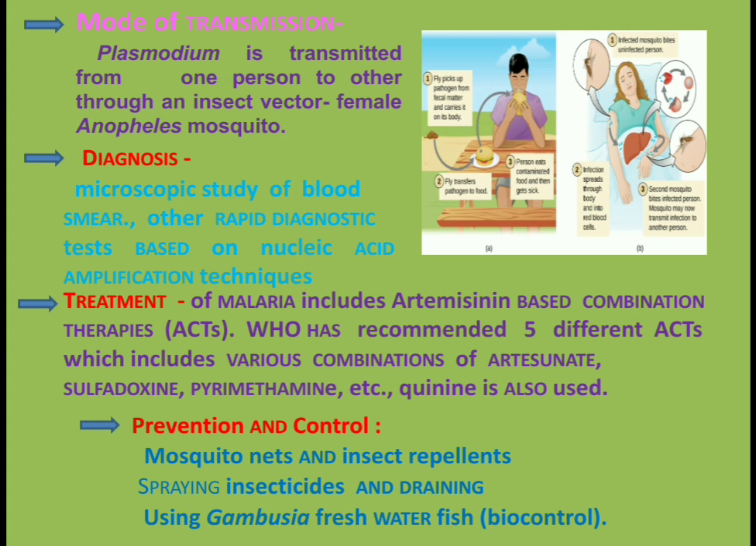The first preventive measure is the prevention of mosquito bites by using mosquito nets and insect repellents. The second preventive measure is spraying insecticides and draining stagnant water where mosquitoes lay eggs. The last preventive measure is that mosquito larvae can be controlled by using Gambusia freshwater fish. This is the biocontrol method. I think all of you understood the common human diseases, and in that we studied malaria.